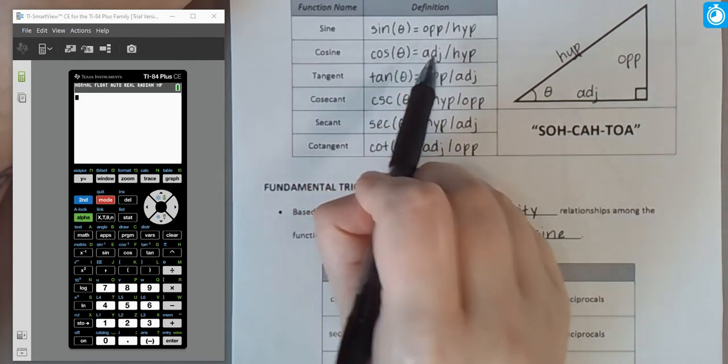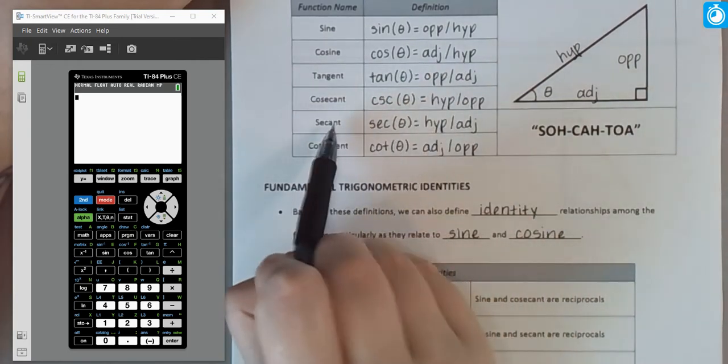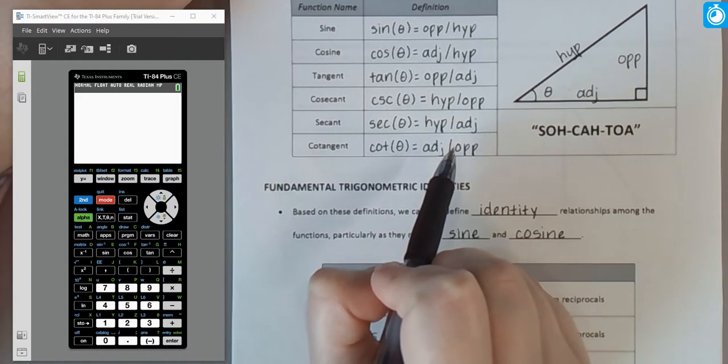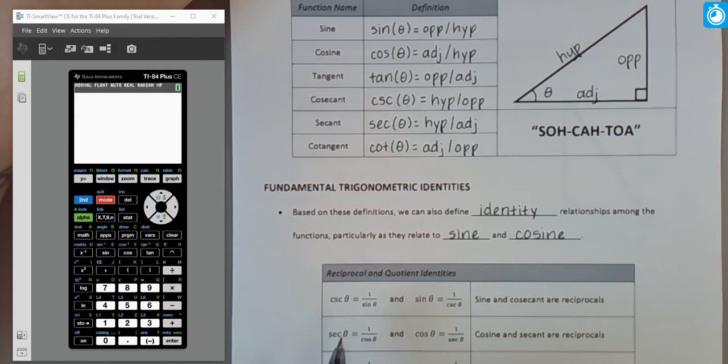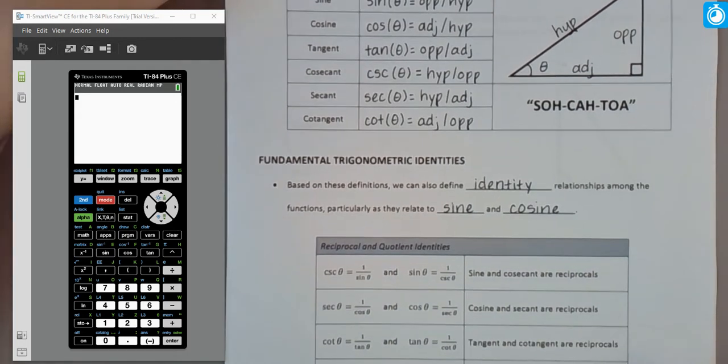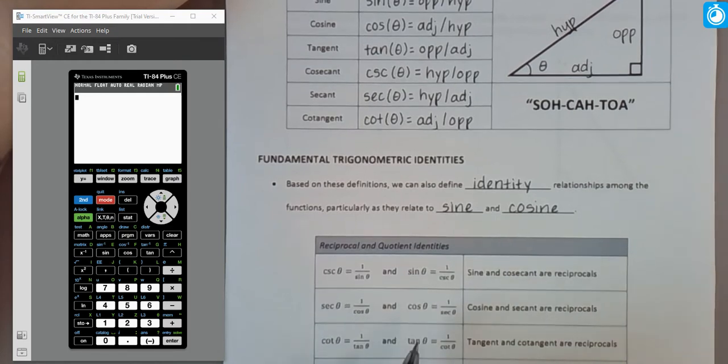So cosine is adjacent over hypotenuse. Secant is the opposite, hypotenuse over adjacent. So we take the reciprocal and we have the other function. So secant is 1 over cosine, and cosine is 1 over secant. So again, if you know one or the other, that's going to give you enough information to find the reciprocal value. And then the same thing for cotangent and tangent. Cotangent is going to be the reciprocal of tangent, and then tangent is going to be the reciprocal of cotangent.